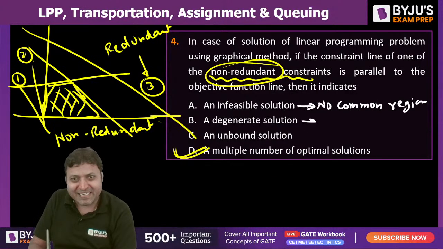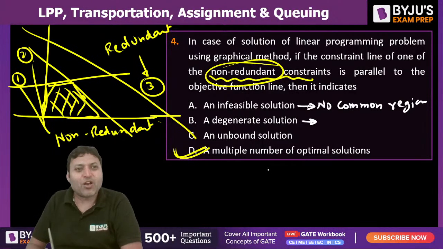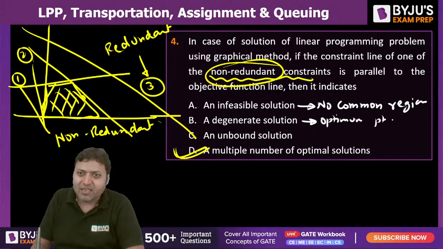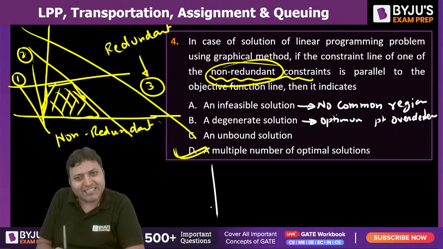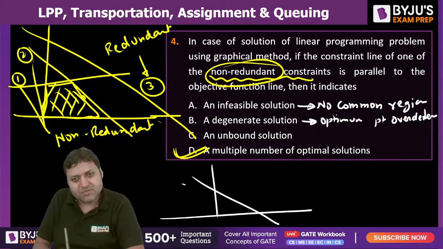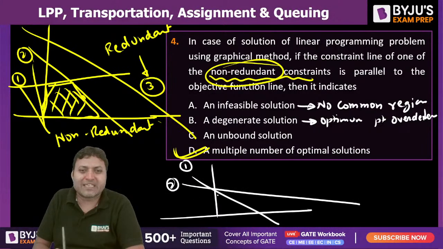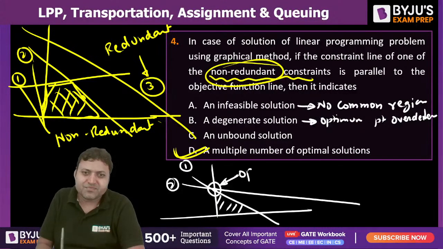When do we have degenerate solution? When an optimum point is overdetermined. What is the meaning of overdetermined? For an example, this is 1, this is 2. There are two constraints and this is the optimum point, let us say.